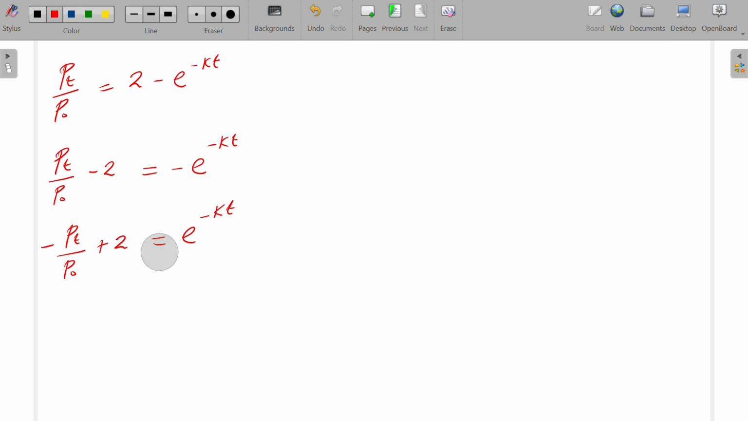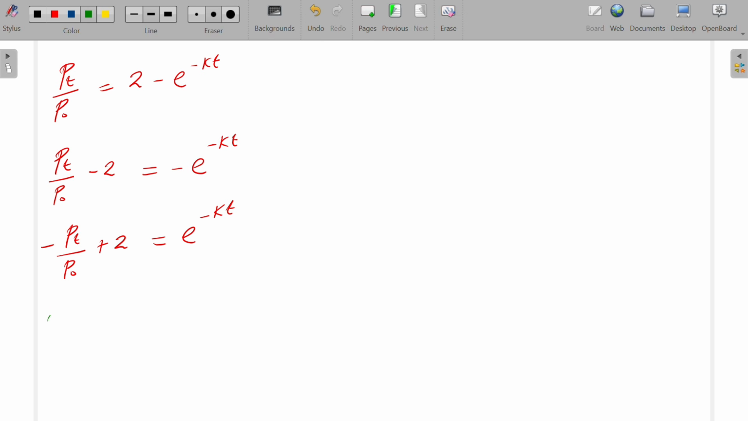So when we reach this stage now, we are going to introduce natural log. Remember, natural log is the inverse of the exponential here that we have, E. So when you introduce natural log, we are going to get rid of this E. We want to get rid of this E so that the minus KT can come down, since we want to make K the subject of the formula. So we're going to introduce natural log here and also on the other side. So that's what we are doing next.